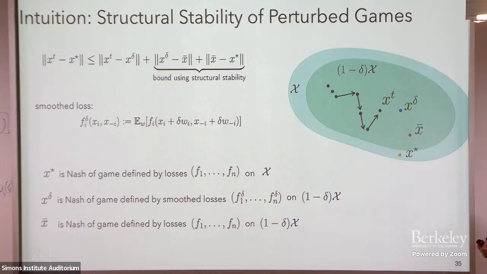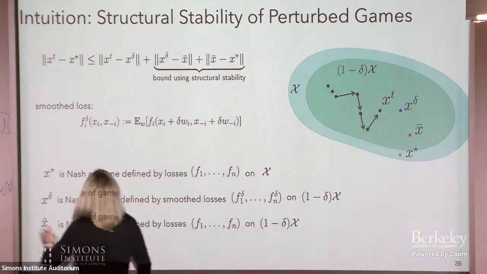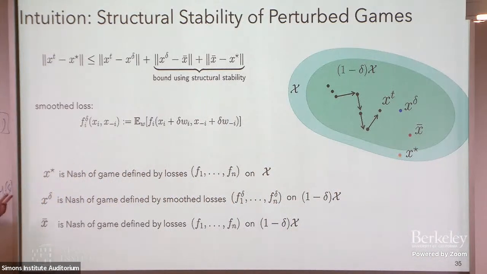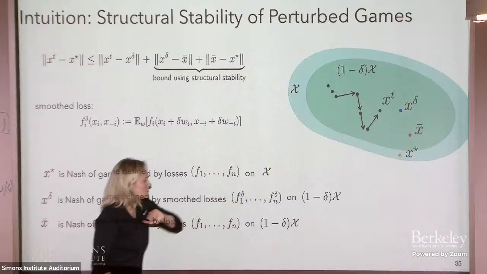Okay, so how do we do this? The proof is really short. So the intuition is as follows. We're just going to view everything in terms of structural stability of perturbed games. So we define our Nash equilibrium of the original game to be this X star here. So the original game in terms of F on X.